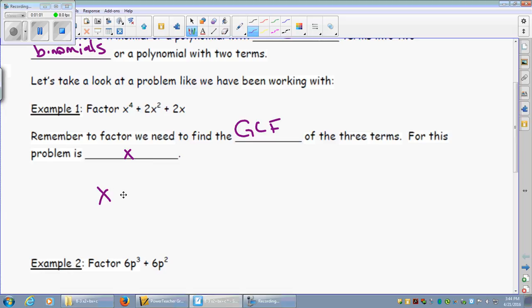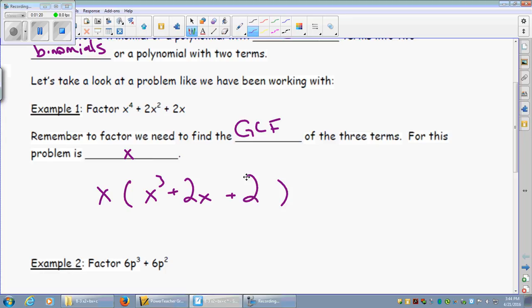So it's going to be x, parentheses, and what do I need to multiply x by to get x to the 4th? X to the 3rd. What do I need to multiply x by to get 2x squared? And what do I need to multiply x by to get 2x? Hopefully you know it's just the number 2.